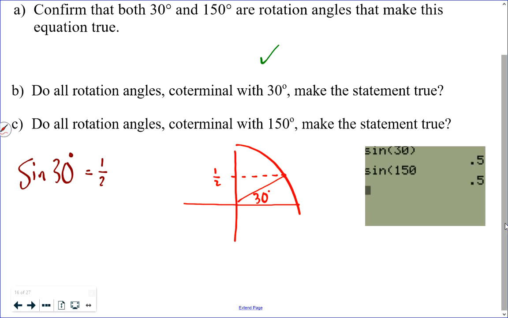So we're going to have to distinguish here in this lesson between a rotation angle and a location. They're not the same thing, necessarily. And the same with 150. I'm not going to draw it, but if you draw a rotation angle of 150, the reason why sine of 150 is equal to 1/2 is because at 150 degrees, the y coordinate there is 1/2. So if you rotate around an additional revolution, you're still going to be at the same point. You'll still have the same y coordinate.